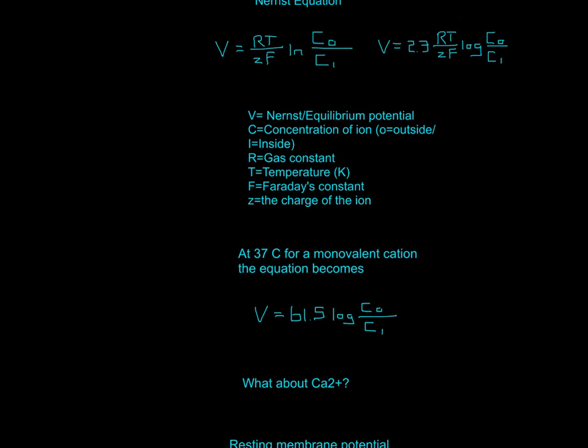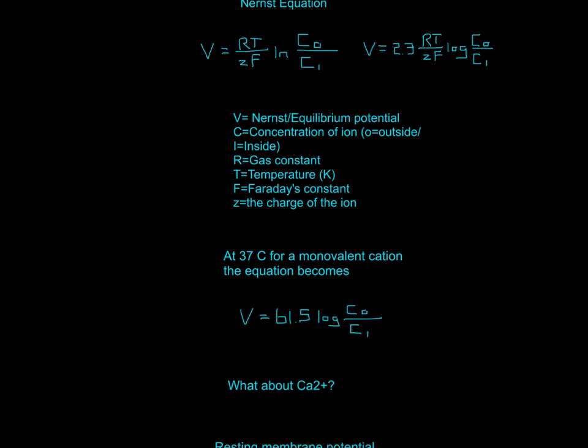So in most cases, they'll be nice and they'll simplify it at 37 degrees to become this equation. V equals 61.5 log of concentration outside over concentration inside. So that's the case, right? But like I said, what about calcium 2 plus? In this case, Z equals the charge of the ion. So for Z, you'd put 2, right? So what does that do?